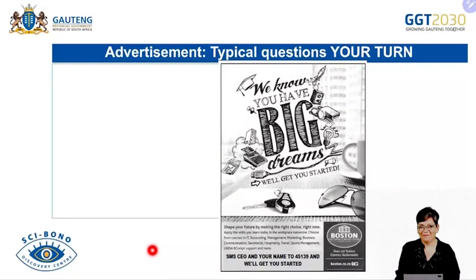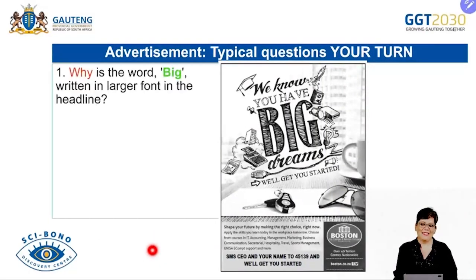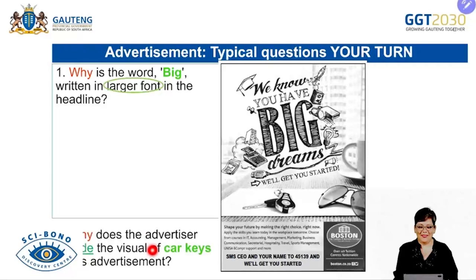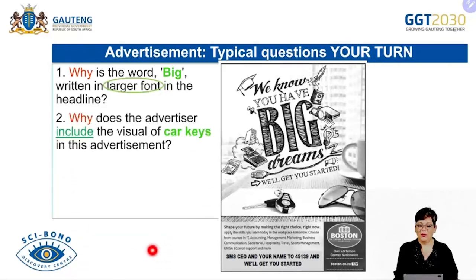Okay. Now, here's some questions. I'm sure this is going to be so easy for you. Now, obviously, we ask, why is the word big written in larger font? You knew this question was going to come, didn't you? And the next thing is, why does the advertiser include the visuals of a car keys? And can you see what I've done here? I hope you notice this.